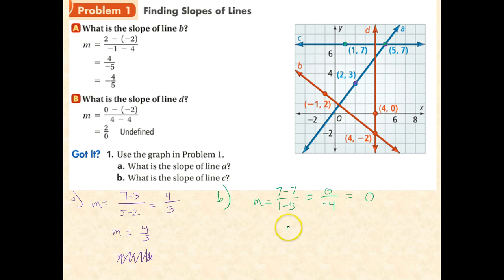So my slope of a horizontal line is 0. Slope of a vertical line was undefined. And that's always going to be true. Every vertical line is going to have undefined slope, and every horizontal line is going to have a 0 slope.